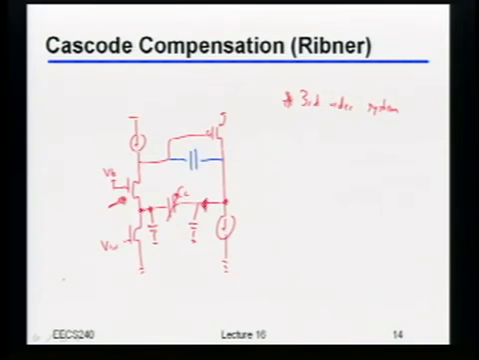Does this make sense to people? Okay, so again, an interesting idea, but it never really caught on. Most of the time, what you're actually going to do is use nulling resistors.